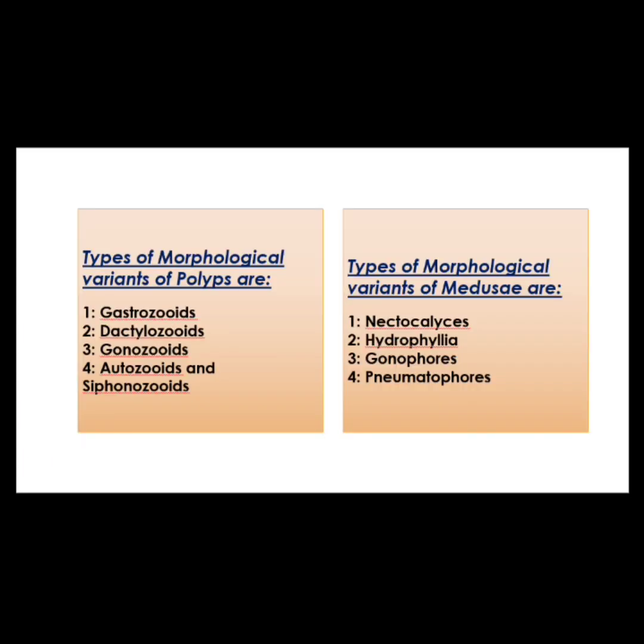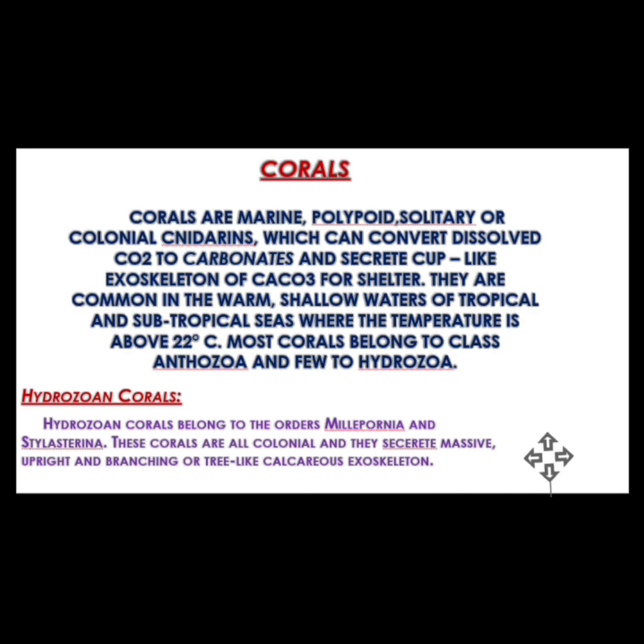Now let's see the types. Morphological variants of polyps are gastrozooids, dactylozooids, gonozooids, autozooids and siphonozooids. And morphological variants of medusa are nectocalyces, hydrophyllia, gonophores and pneumatophores. Let's go to the next topic, corals.